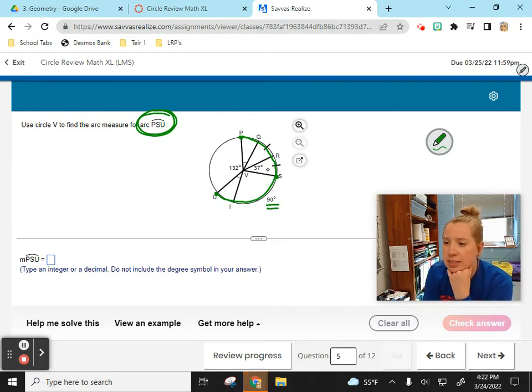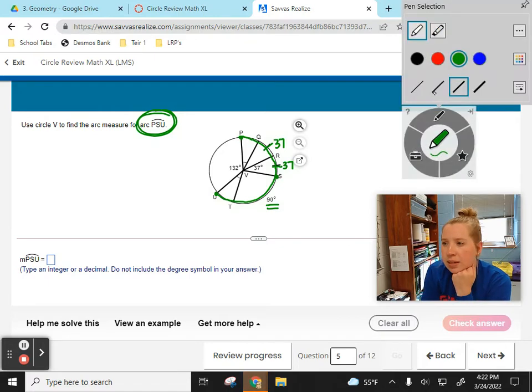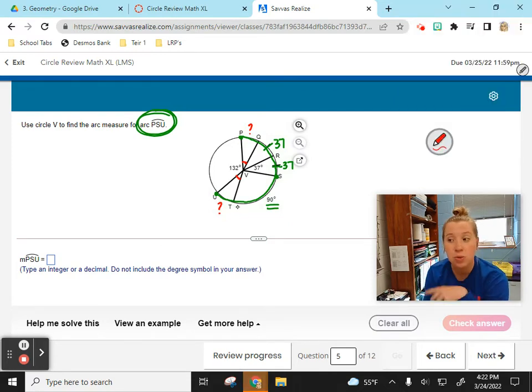I know this is 90. I know this is 37. And I know this and this are congruent, so this must be 37 as well. And then I have this and this telling me that those two are the same, but I don't know what they are. And that's actually the last piece of my puzzle. If I know what I've put my red question marks by, then I can figure out what my final answer is. The only thing that we haven't used is this 132, and I know that that is this part of my puzzle right over here.